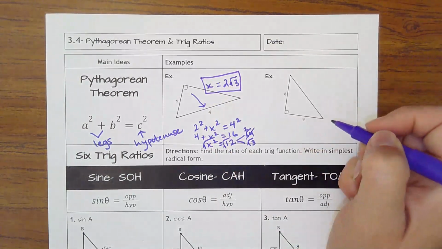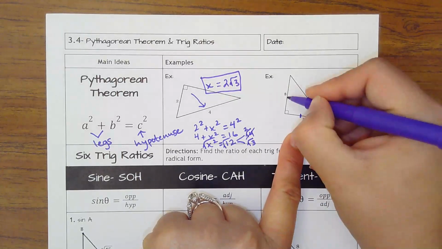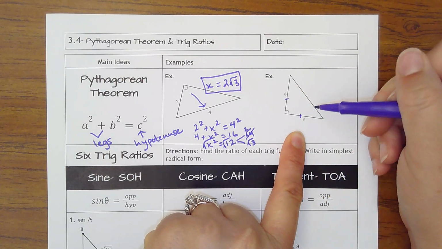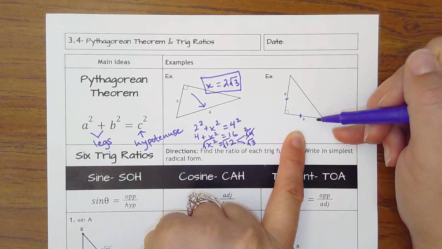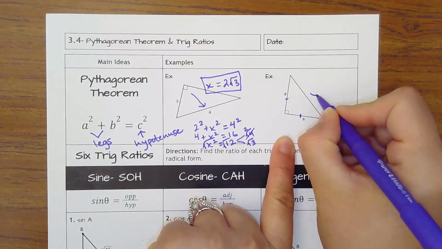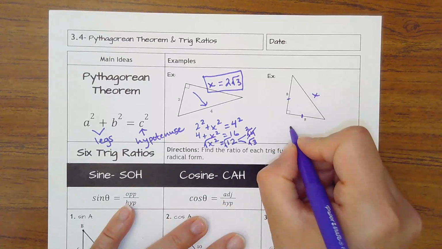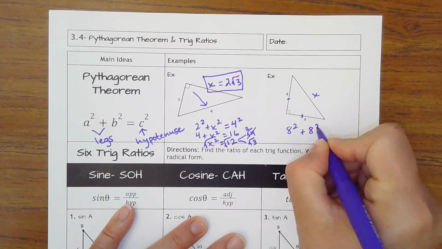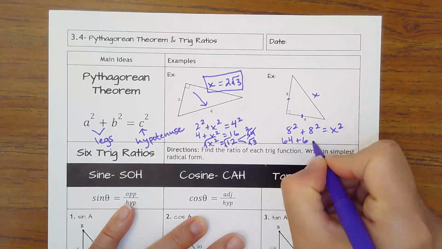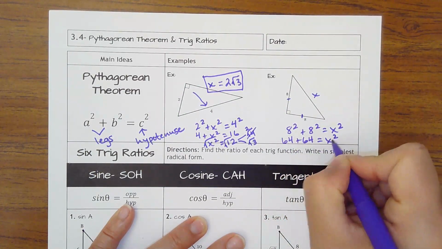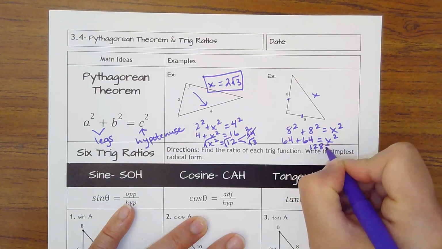Okay, on the next example, these legs are actually congruent. So this would follow our rules for special right triangles, but we haven't talked about that yet. So I'll just do Pythagorean theorem. I'm trying to find the hypotenuse. So I'd have 8 squared plus 8 squared equals x squared. That would be 64 plus 64, which makes 128.